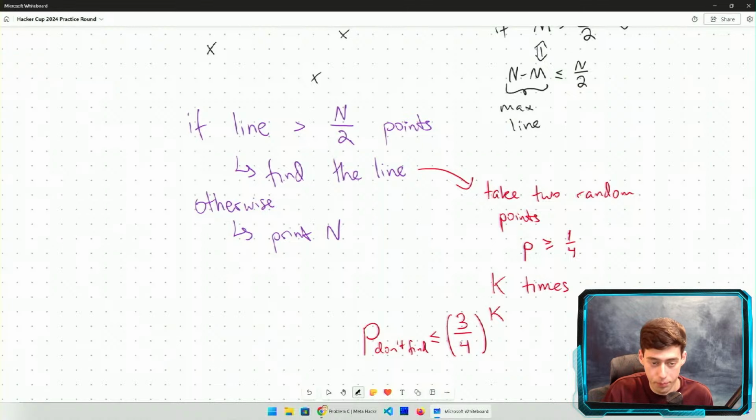We have 1,000,000 points, right? But that doesn't change this probability, it changes our time complexity, because our time complexity is basically k times n. For each time we do this, we go through all the points and check if each one is on a certain line or not. So since n is around 1,000,000, I think the value of k I take is like 300 or something. Let me check actually.